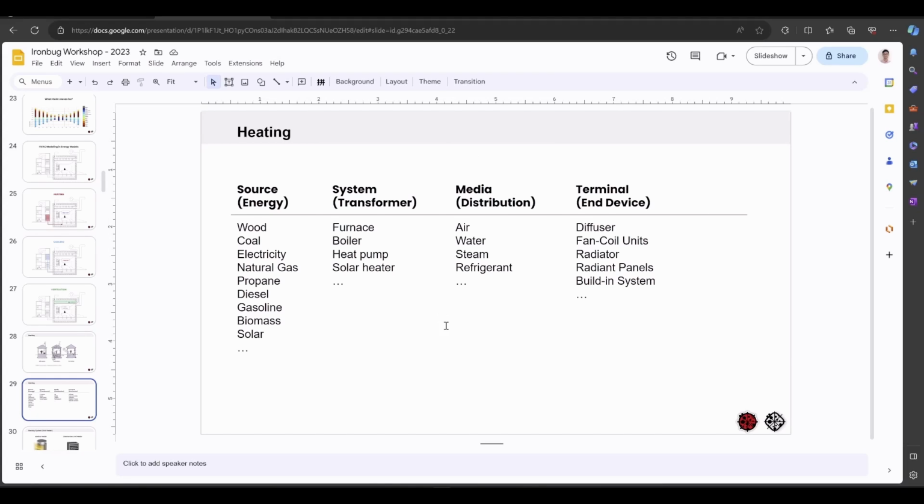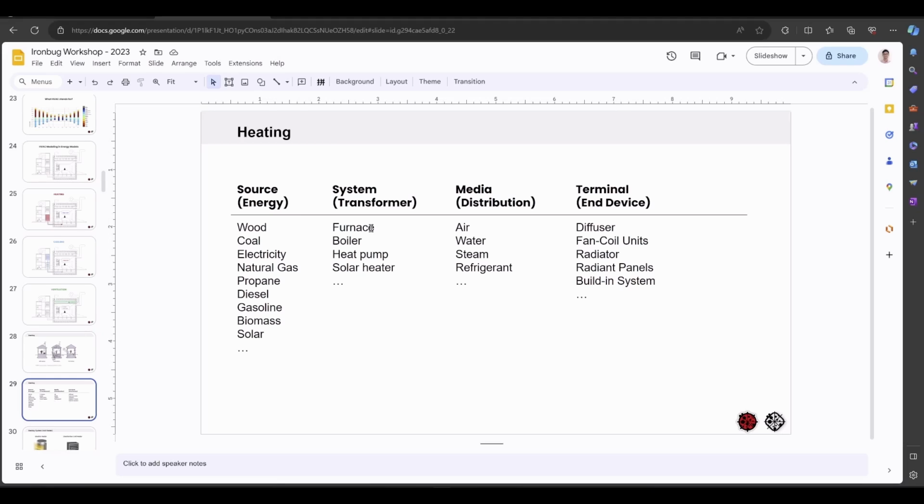The next one is media. How do we carry the heat from one location to the room? We can use air, water, steam, and refrigerant. And the last one is the terminal device, which is the device we place inside the room. So we can have a diffuser, a fan coil unit, a radiator, radiant panels, or a building system.